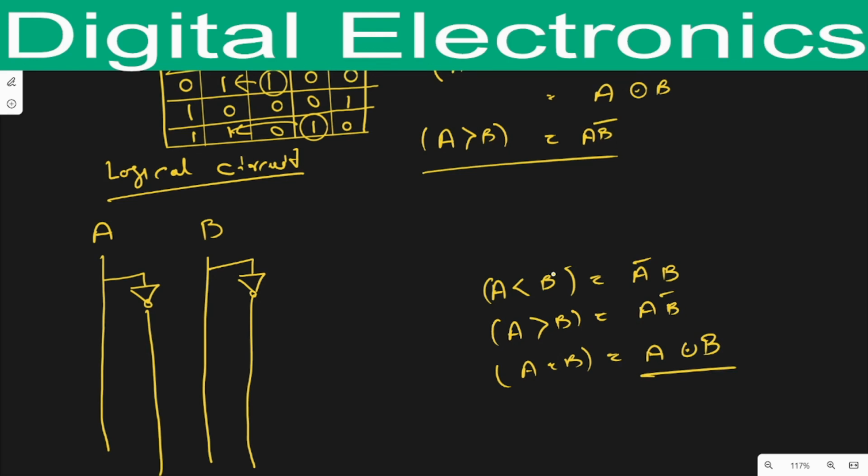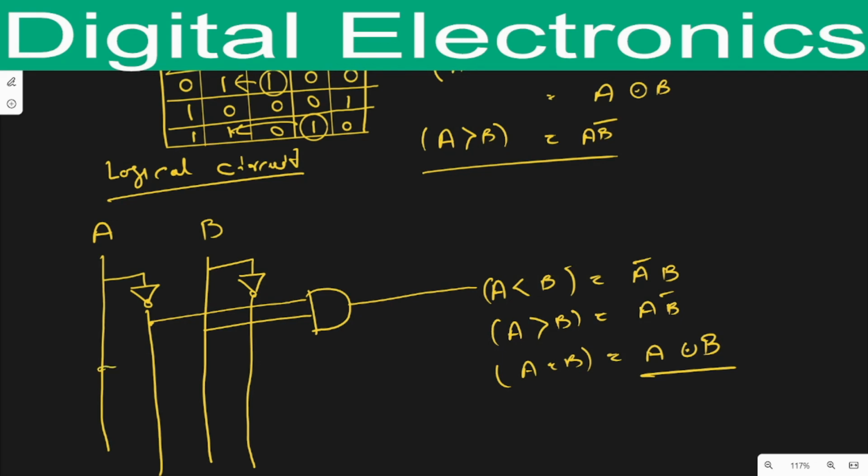So how can we get A is less than B? To take this A less than B, I am using one input here and then I will use it here. So from this path I will get A bar B, because from this end I will take A bar and from this end I will take B. When I provide these inputs to the AND gate, its output will be A bar B.